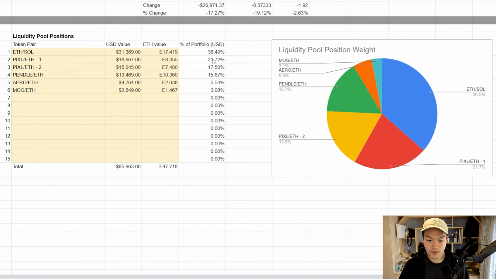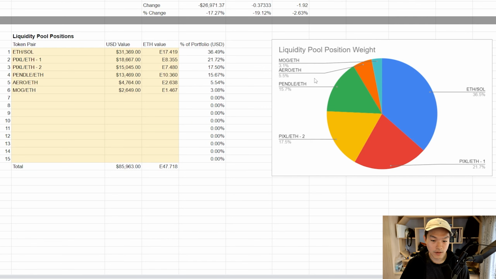Again, this is much higher risk, but at the same time, I acquired Pixel at a lower price and I've been providing liquidity for these tokens for quite a while. So over time, I've built up this position. And if I were to enter into my positions today, I probably wouldn't have that much Pixel and ETH, right? Because inherently it's more risk. And if you look at Arrow and Mog, it's only 8 to 9% of my portfolio.